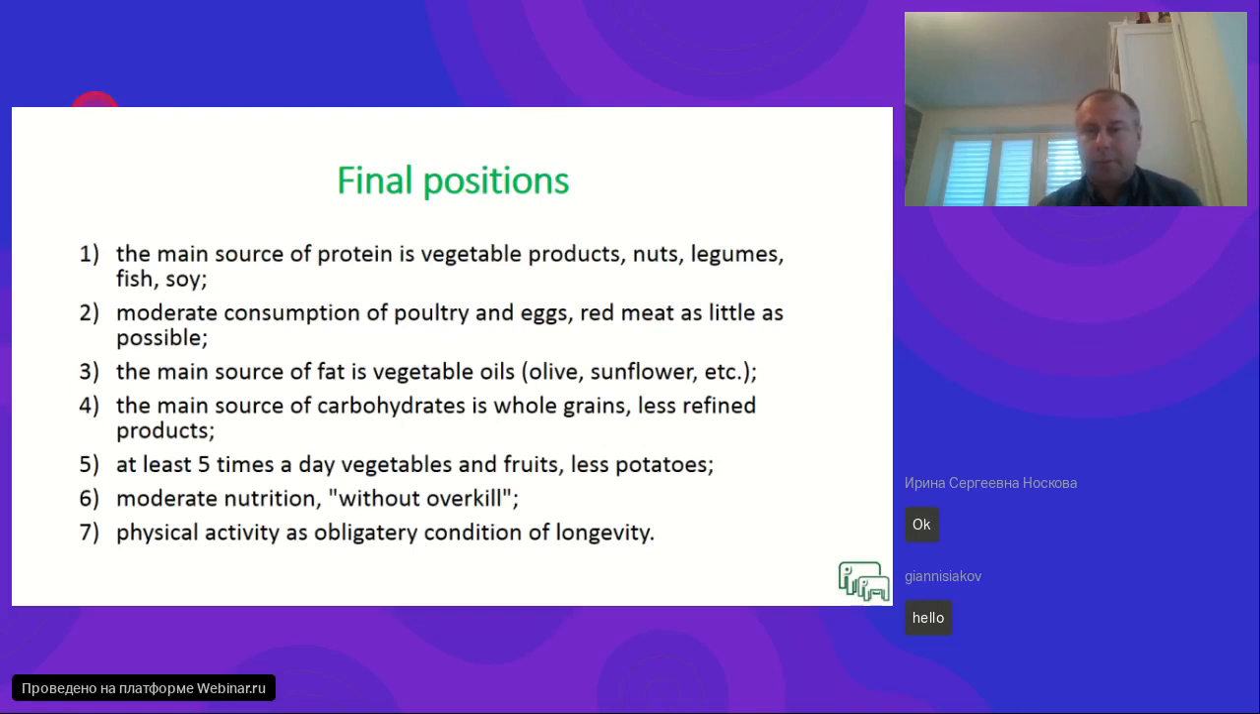In general, nutrition must be moderate without overkill. And of course, physical activity is an obligatory condition of longevity, because having proper nutrition doesn't mean that we will reach health, longevity, and good quality of life. Of course, we need to move. We need to avoid hypodynamia. Hypodynamia is a special condition when the level of movement is not enough for supporting good health and resilience.